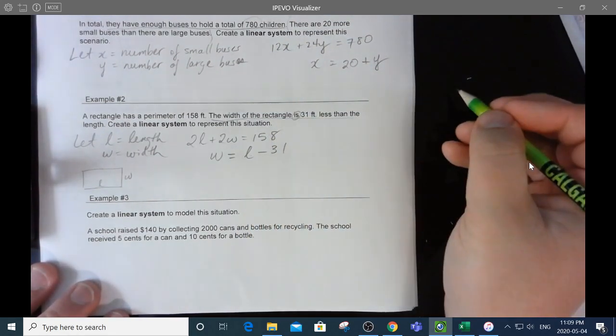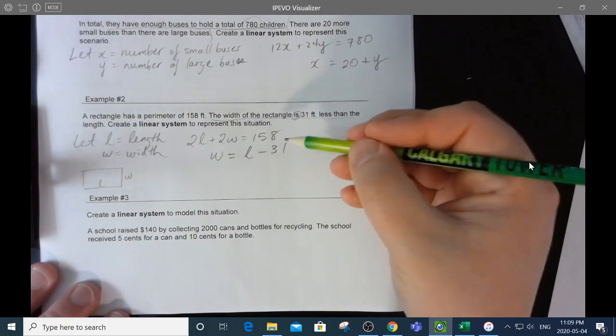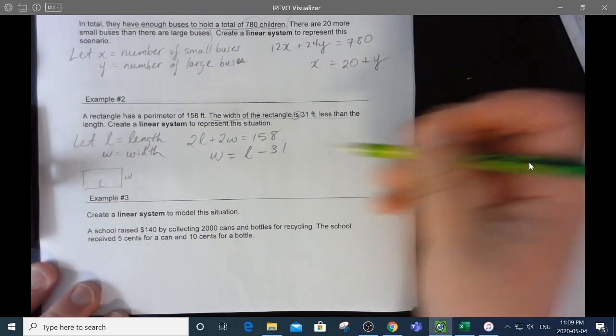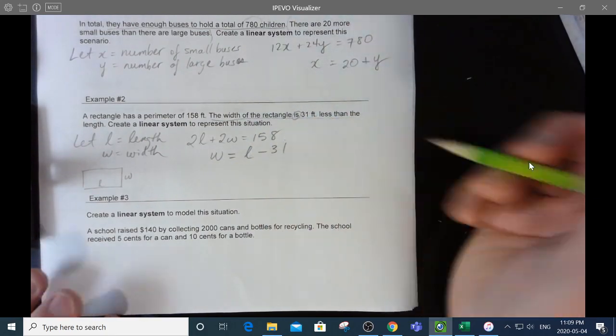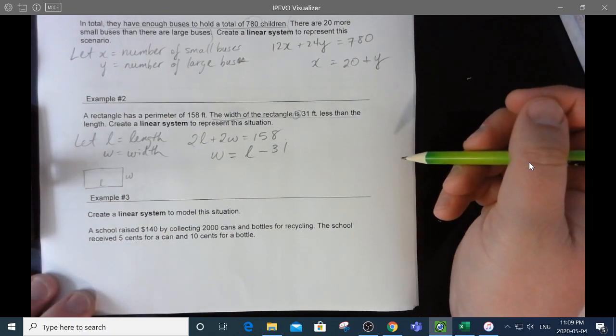And that's the two equations that represent this situation. This is a linear system of equations. Why is it linear? Because nothing's being squared here, right? If I wanted to graph these things, I can graph them with straight lines.